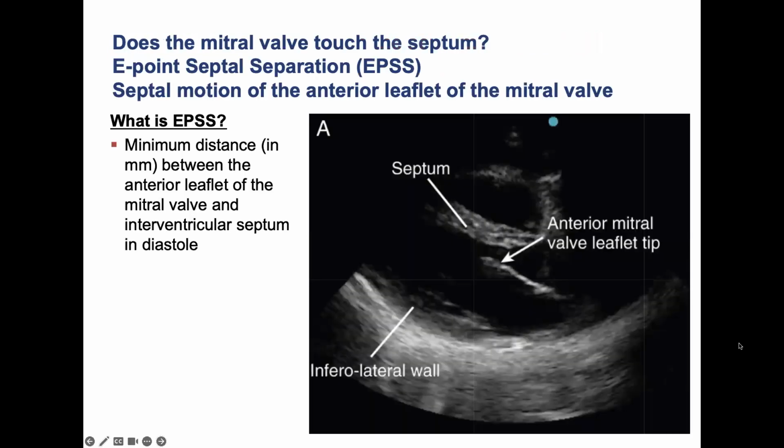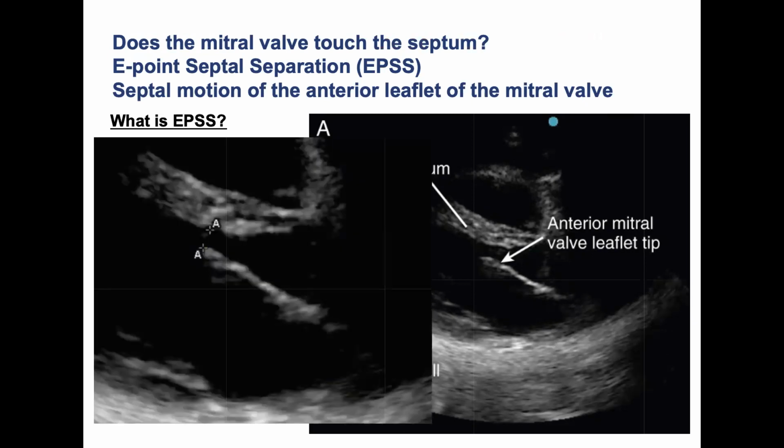Let's go on to talk about EPSS. So this is our question, does the mitral valve touch the septum? EPSS is actually the minimum distance between the anterior leaflet of the mitral valve and the septum in diastole. So when that mitral valve opens and that blood rushes into the left ventricle, how close does that anterior leaflet of the mitral valve get? And so we would calculate this distance. If we were to zoom in, it would be this distance. So as close as the mitral valve gets to the septum, that tiny distance.